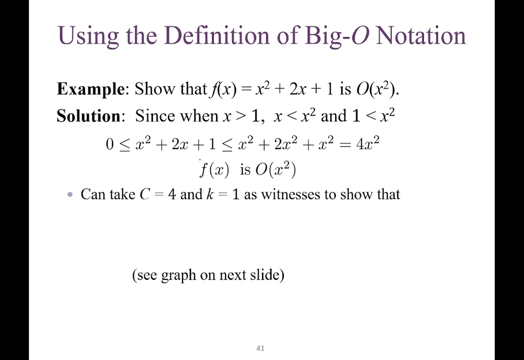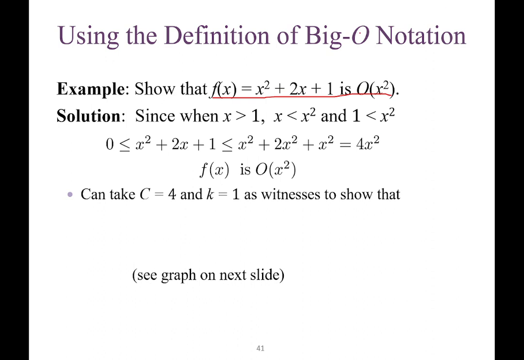Next, let's see how to prove big O notation. In this case, f of x equals x squared plus 2x plus 1, and we want to prove it's big O of x squared. Let's clarify the meaning again. In this case, f of x is dominated by x squared. X squared is the upper bound of f of x. Next, to prove that f of x is big O of x squared, we need to find the witnesses c and k.